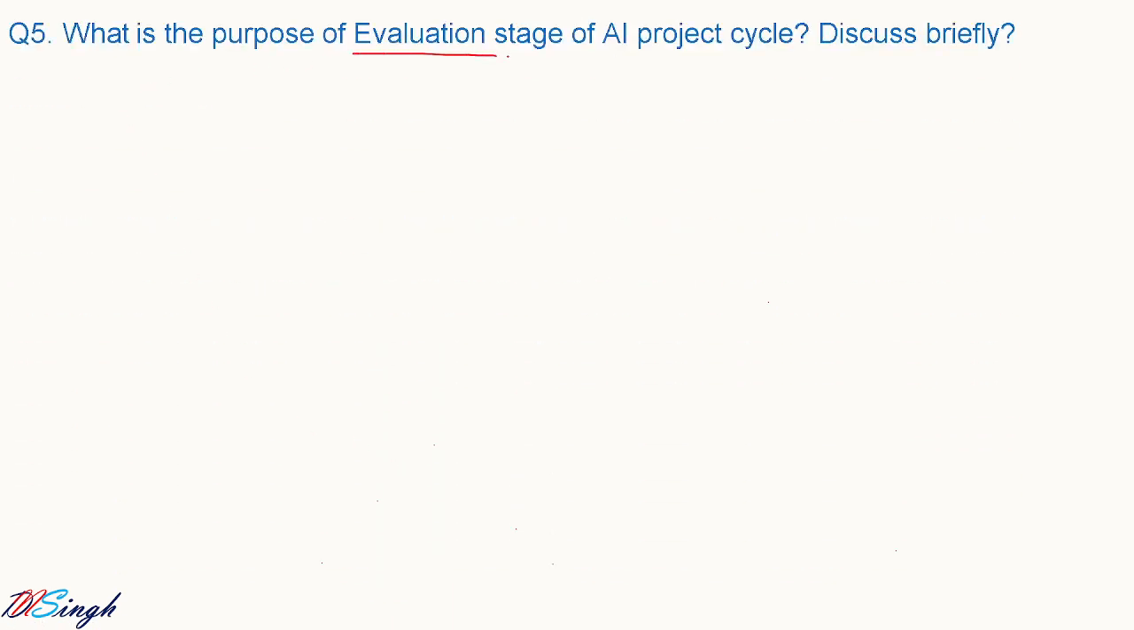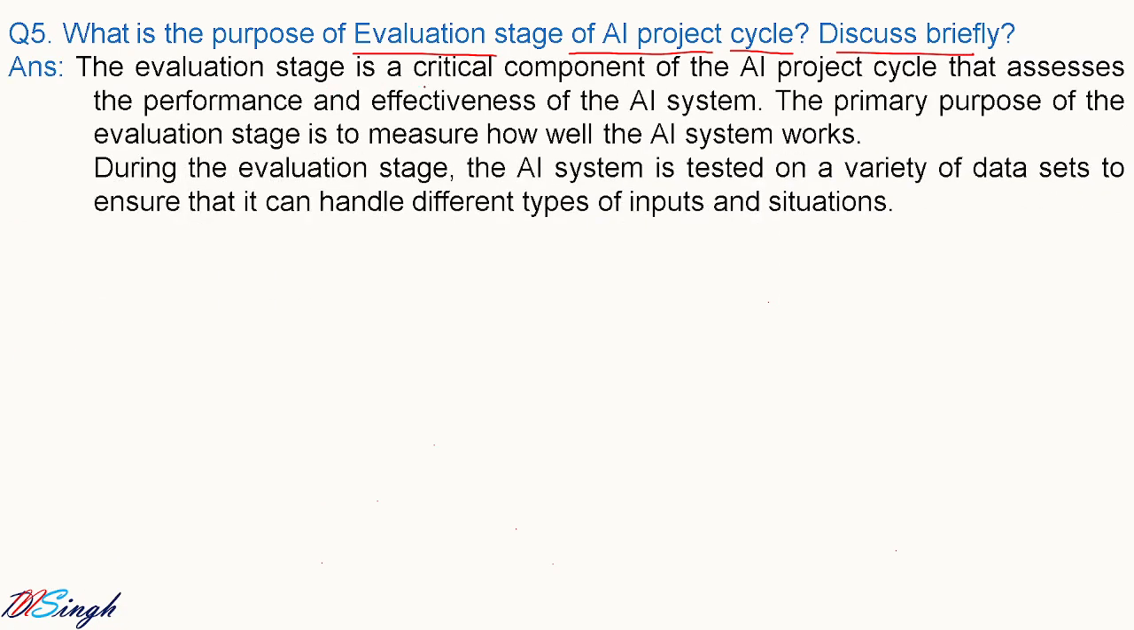What is the purpose of the evaluation stage of an AI project cycle? Discuss briefly. The evaluation stage is a critical component of the AI project cycle that assesses the performance and effectiveness of an AI model. ये जो evaluation stage है वो AI project cycle का last stage है and it is very important because after training क्या होना चाहिए? evaluation, exam होना चाहिए. आप साल भर पढ़ते हैं अपने क्लास में, लास्ट में क्या होता है? बोर्ड एग्जाम होता है. दैट इज गोइंग टू टेस्ट योर परफॉर्मेंस, हाउ मच यू हैव रिटेन्ड or what you have learned in the year. The primary purpose of the evaluation stage is to measure how well the AI system works.